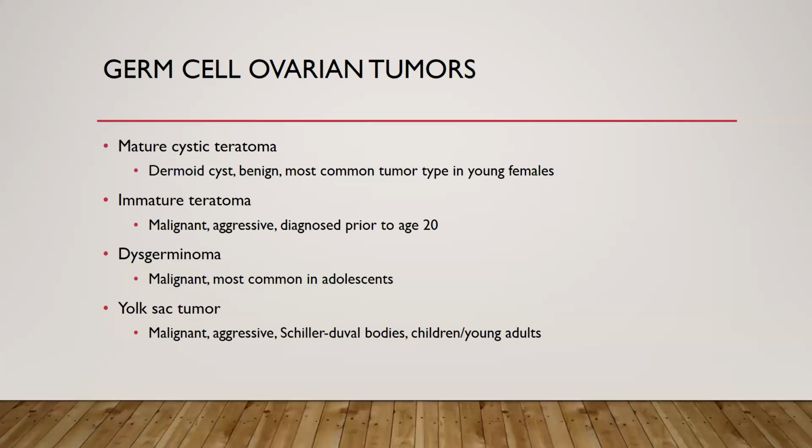Dysgerminoma, malignant and the most common in adolescents, so teenage years. And then the yolk sac tumor, you'll see this in children and young adults, malignant, aggressive, and Schiller-Duval bodies are your pathognomonic component. Of these, I would know immature teratoma because it's malignant, aggressive, and typically diagnosed prior to age 20.